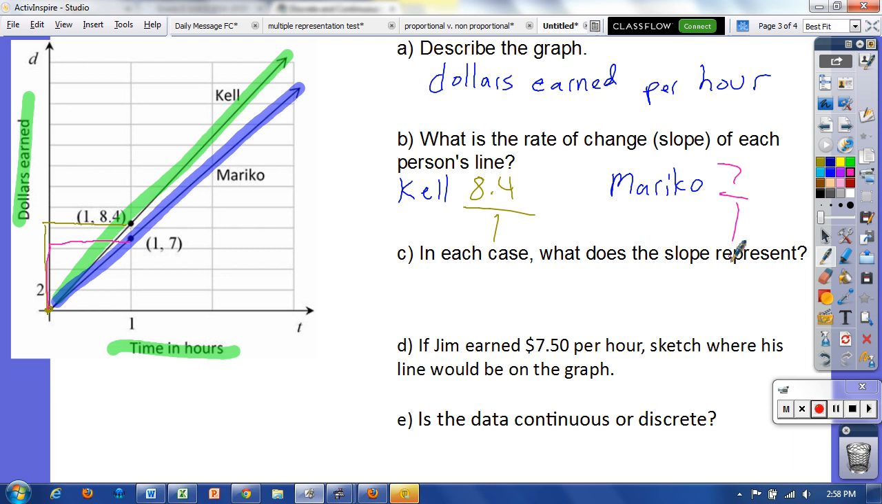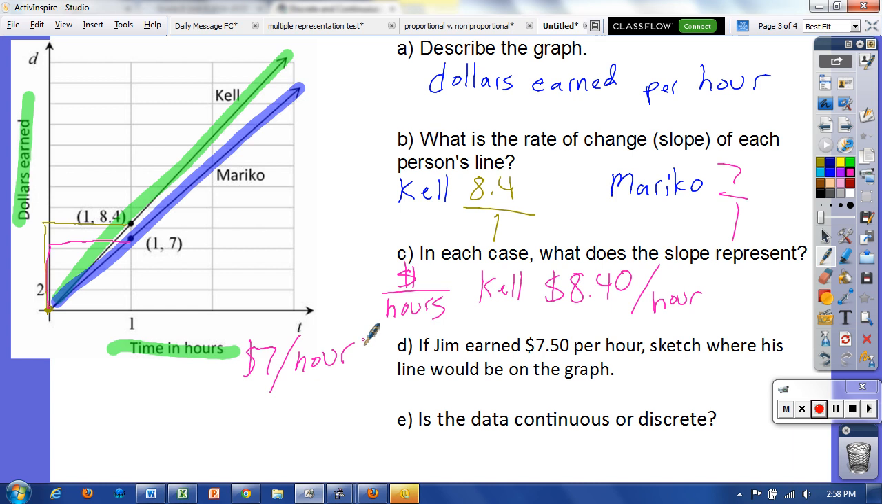So in each case, we see that the y-axis represents dollars and the x-axis is hours. So for Kel, that means that this person earns $8.40 per hour. Okay, and then for Mariko, I'm kind of running out of room, so I'm going to put it on the side. For Mariko, this person would earn $7 per hour. All right, and there you go.